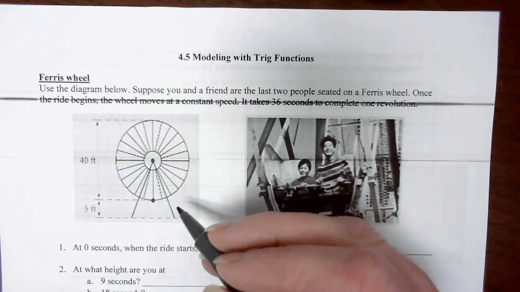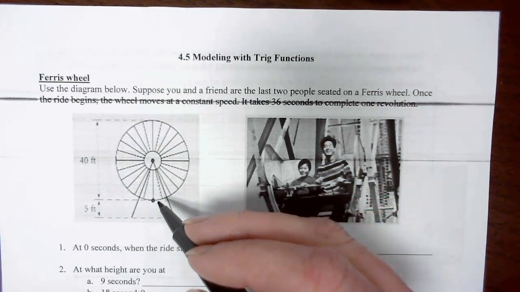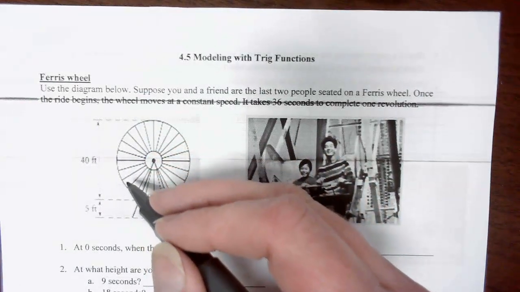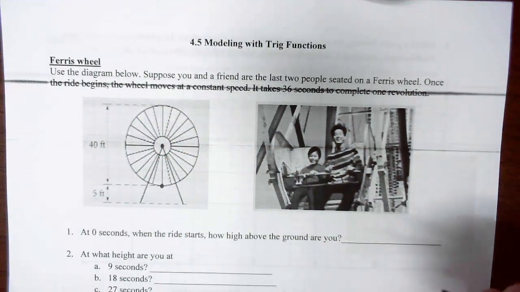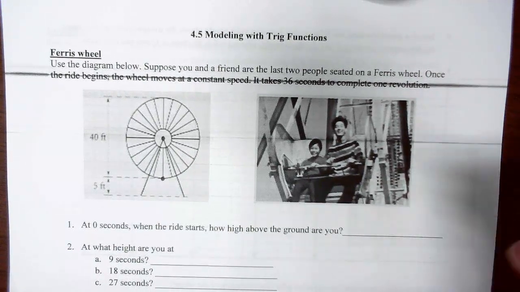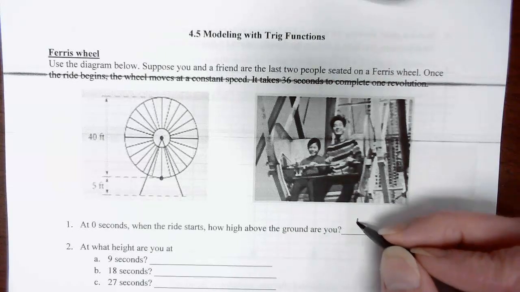Once the ride begins, the wheel moves at a constant speed, and it takes 36 seconds to go all the way around the ride and come back to where you started. So at 0 seconds, when the ride starts, how high above the ground are we? Well, we're 5 feet.